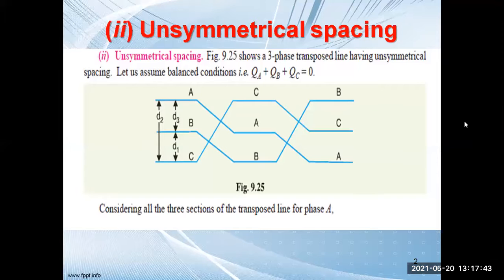Okay. So in last class we have discussed up to unsymmetrical spacing. Now here we are going to calculate the capacitance of the three-phase line where all the conductors are unsymmetrically placed. And when we are doing this, actually the transposition phenomena, so we'll see how to calculate the capacitance of this type of configuration.